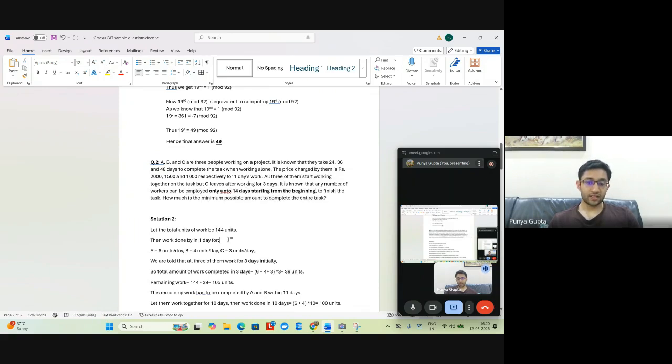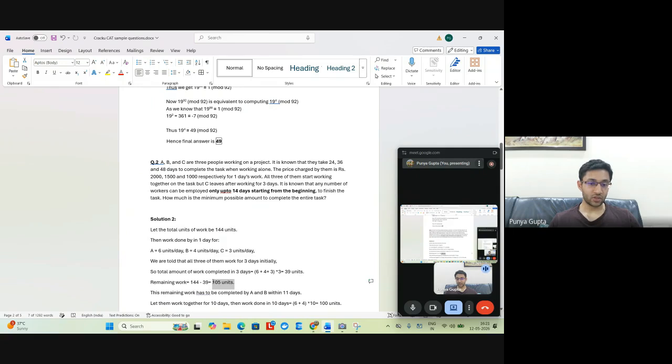So, as we approach any question in time and work, let us assume the total units of work to be the LCM of 24, 36, and 48, which comes out to be 144. So we can compute the amount of work done by A, B, and C in 1 day. So this gives us 6 units, 4 units, and 3 units of work per day. Now we are told that all 3 of them start working together for 3 days initially, after which C leaves. So we can simply find the work done in 3 days by A, B, and C together, which is nothing but 6 plus 4 plus 3 into 3, which is 39 units. Remaining work is 105 units.